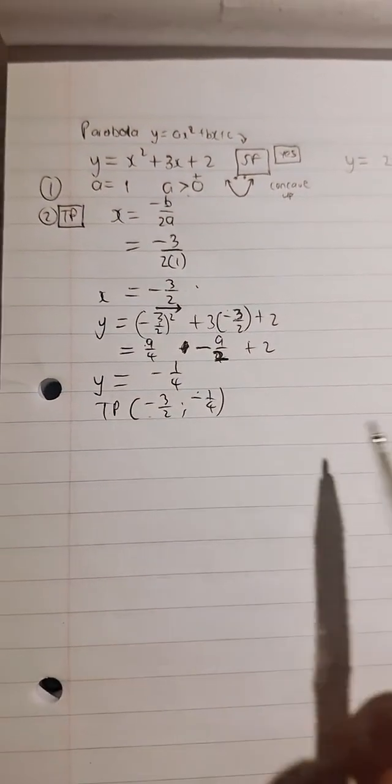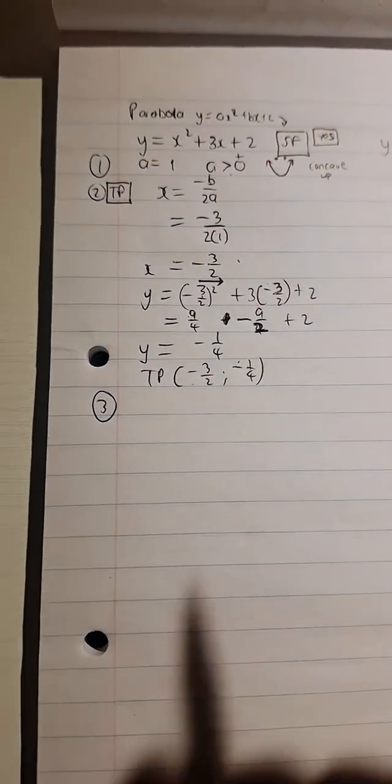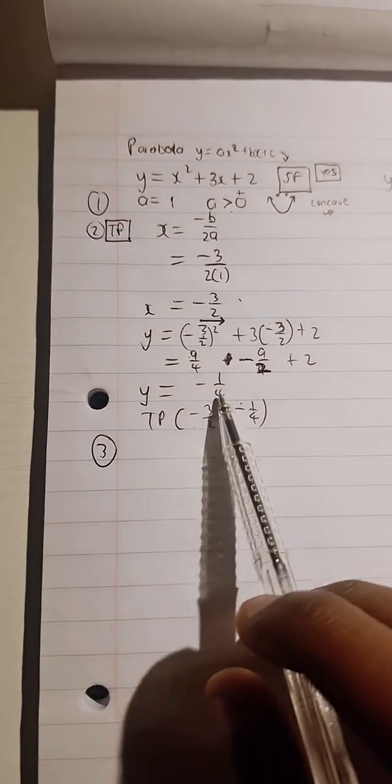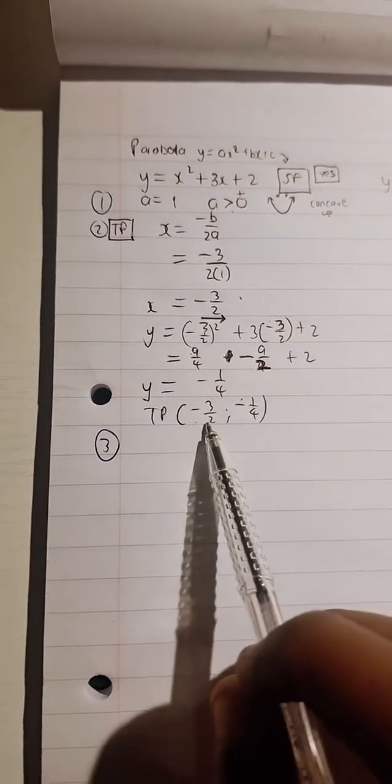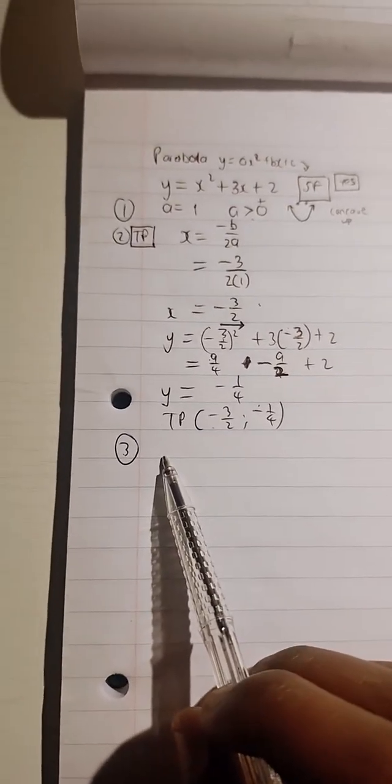So yeah, we leave the turning point in that fraction form. That's fine, but we just have the decimals in our heads so that we know where to represent them on the Cartesian plane when we sketch. So just keep the fractions. It's the way we go. Number 3.